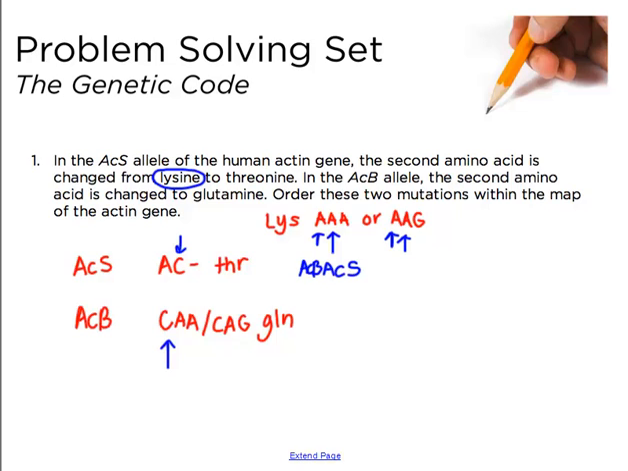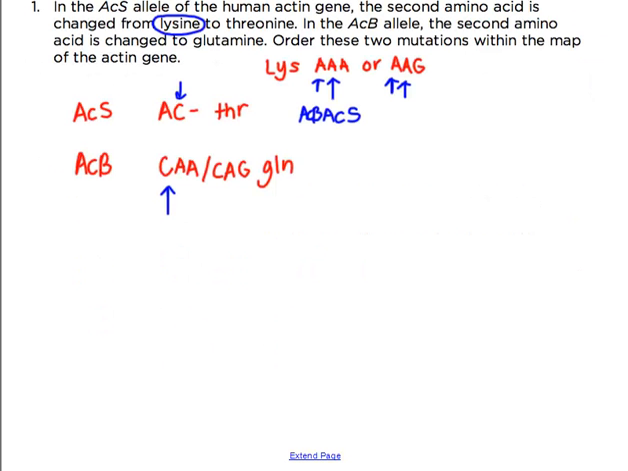mutation. So when we're ordering these two mutations within the actin gene, remember that the mRNA that's translated into a protein goes from 5' to 3'. And the first mutation that you run into is the ACB mutation, which changed the A to a C. And then you run into the ACS mutation in the next base.